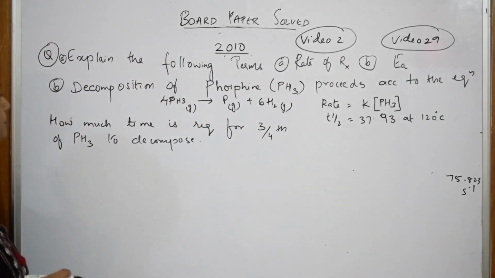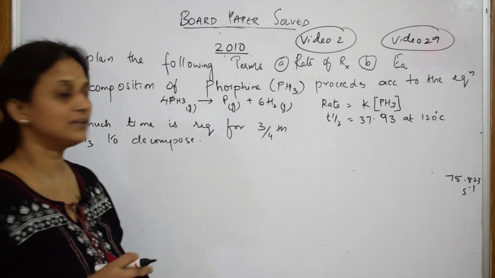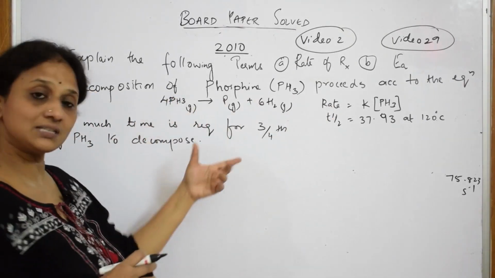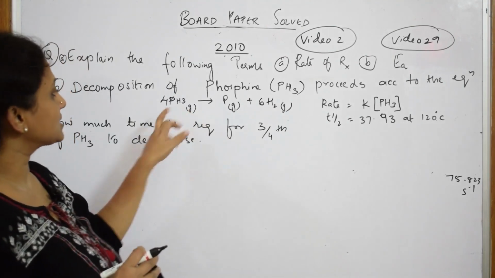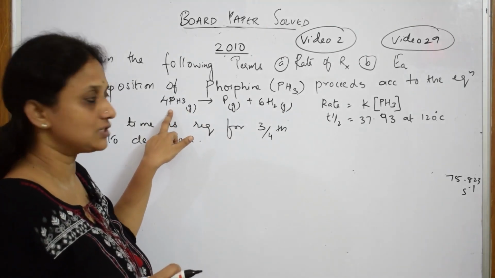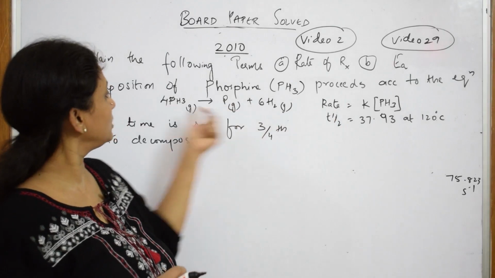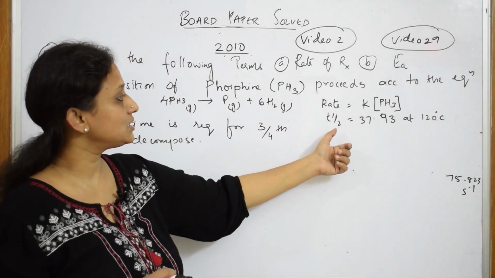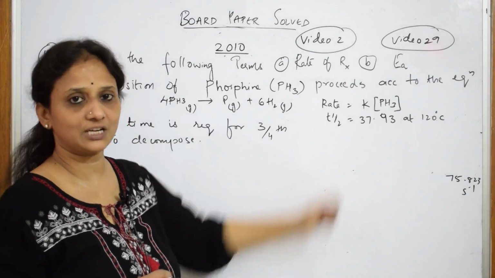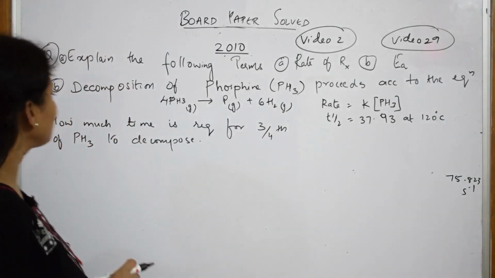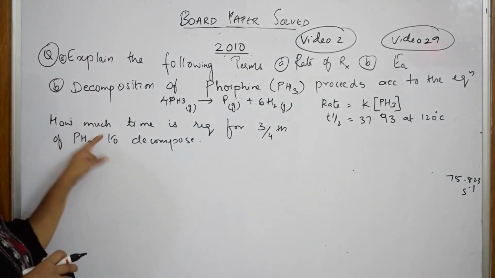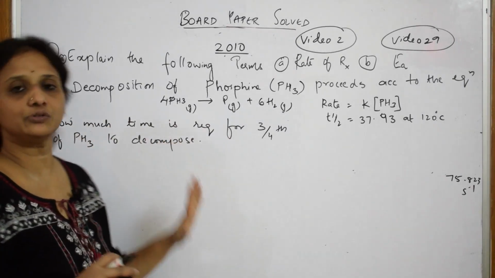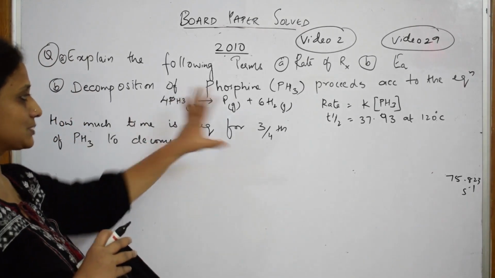Let us read this question. Decomposition of phosphine, PH3, proceeds according to this equation. There is one equation given to us basically, and they've given us, because this is the first order rate equation, they said the rate depends upon only one concentration term. They've also given us the half-life period of this particular reaction. What should I find out? I have to find out how much time is required for 3/4 of phosphine to decompose.